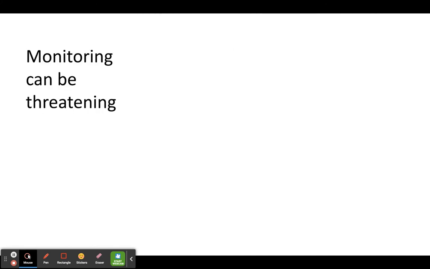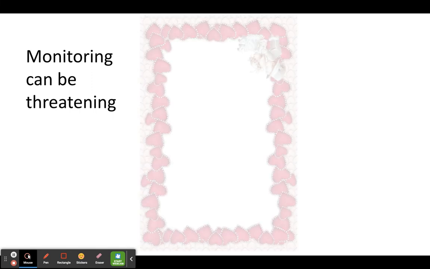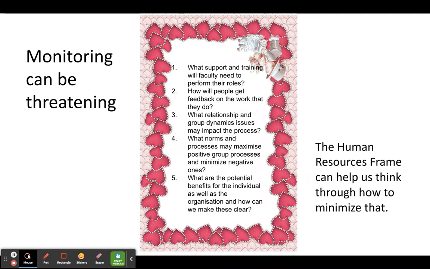Now, from a leadership perspective, we've got to remember that monitoring can be quite threatening. And perhaps our human resources frame can help us think through a little bit how to minimize that. So remember our human resources questions that we have here about support and training, about feedback, about relationships and group dynamics, about norms and processes that can maximize what we want and minimize negative outcomes, and about the importance of helping everybody understand what the potential benefits are for each individual, for them, what they get out of the process, and not just what the organization does.